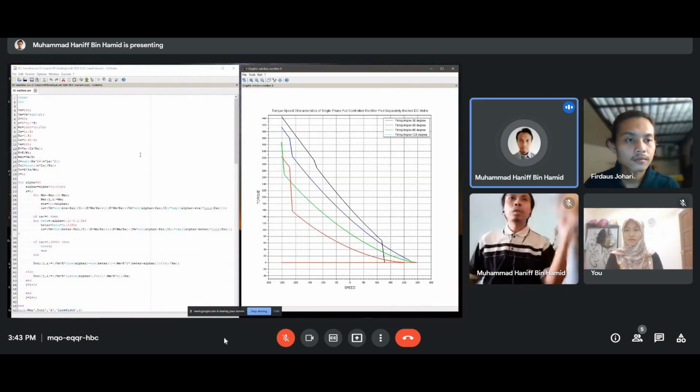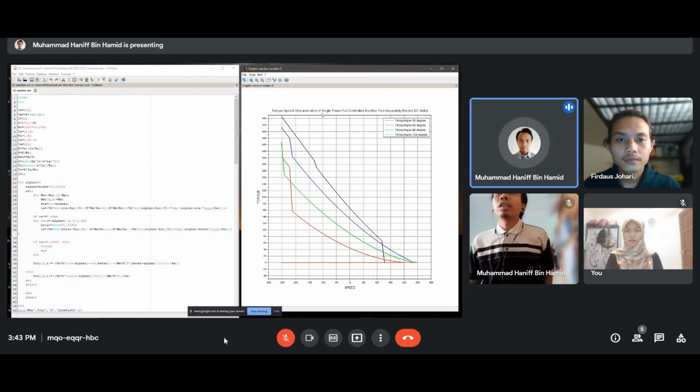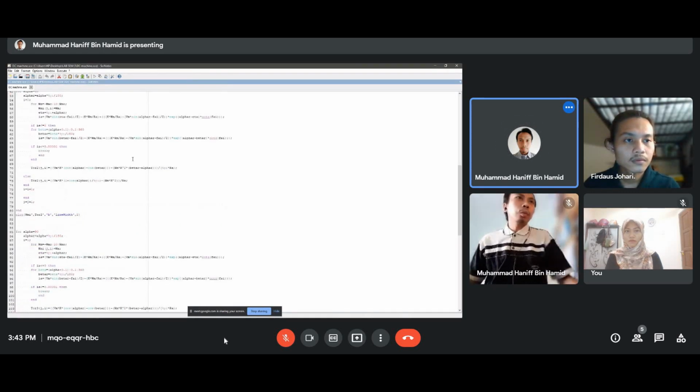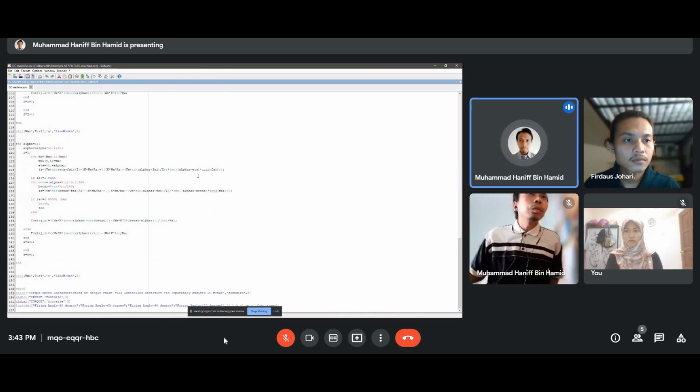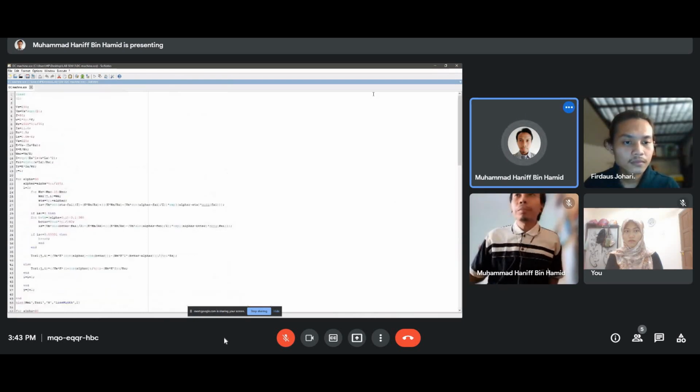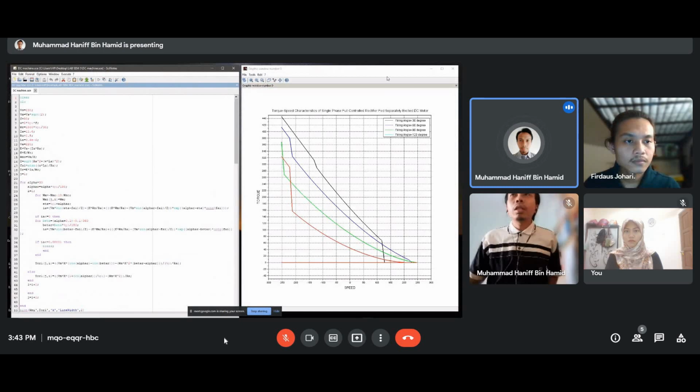For experiment number 2, we need to develop a program to plot the torque speed characteristic of a single phase full control rectifier fed separately excited DC motor using Scilab. So the code is already given. Then we type the code and make sure there is no error. Then we execute. The result is shown below.